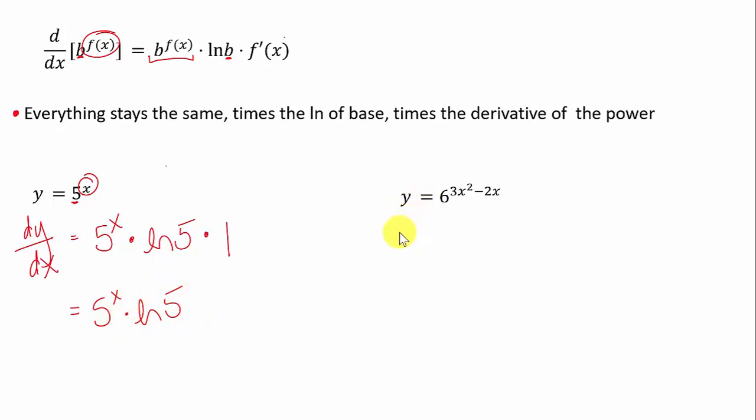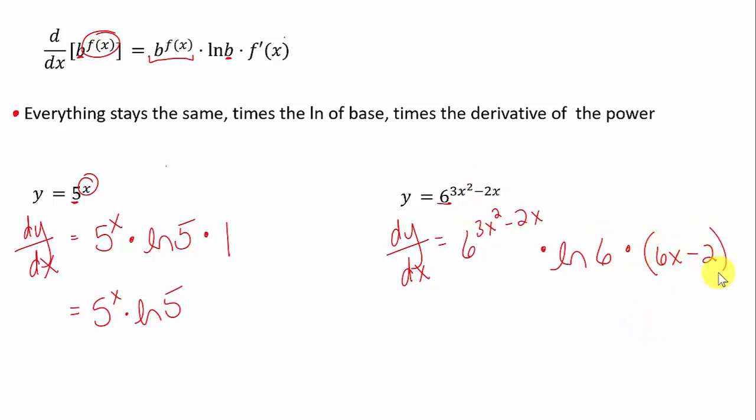Okay? All right, let's look at this example. We want to take the derivative. Again, we're going to start with everything staying the same, just like we do when we have an exponential with a base of e. So everything stays the same, but this time we're going to multiply by the natural log of the base, which in this case is 6. And then we're going to multiply by the derivative of the power. And since this derivative is going to have more than just one term, I need to put it in parentheses. So when I take the derivative of this exponent here, I'm going to get 6x minus 2.